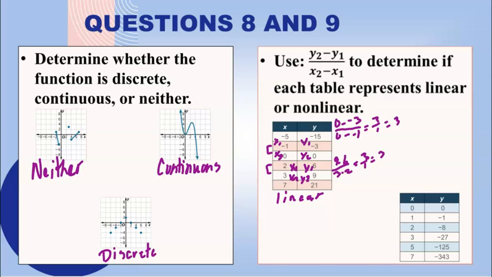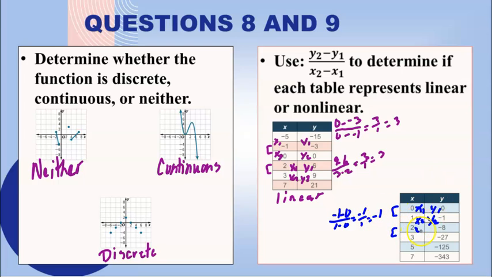The second example, here, I'm going to use these top 2, and then I'm going to use these next 2 here. So this would be x1, y1, x2, y2. So I have negative 1 minus 0 divided by 1 minus 0, which will give us negative 1 over 1, which gives us a slope of negative 1.